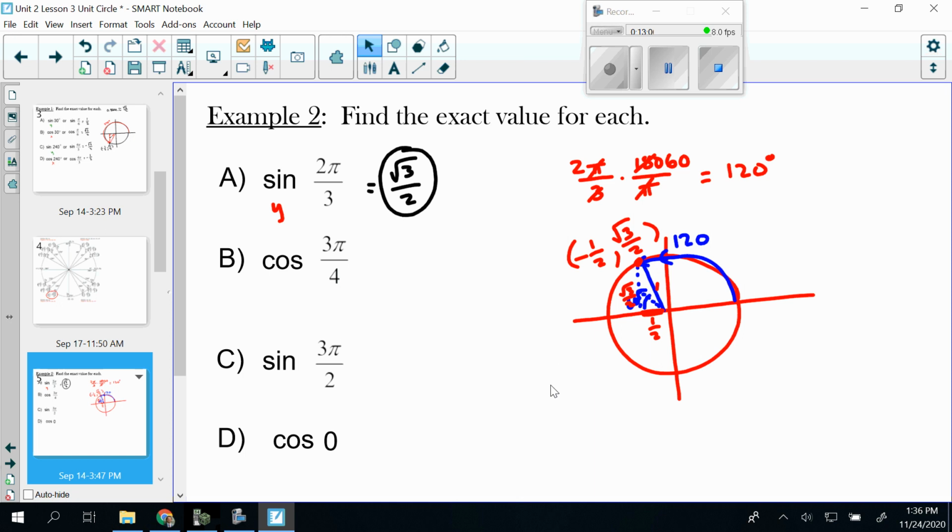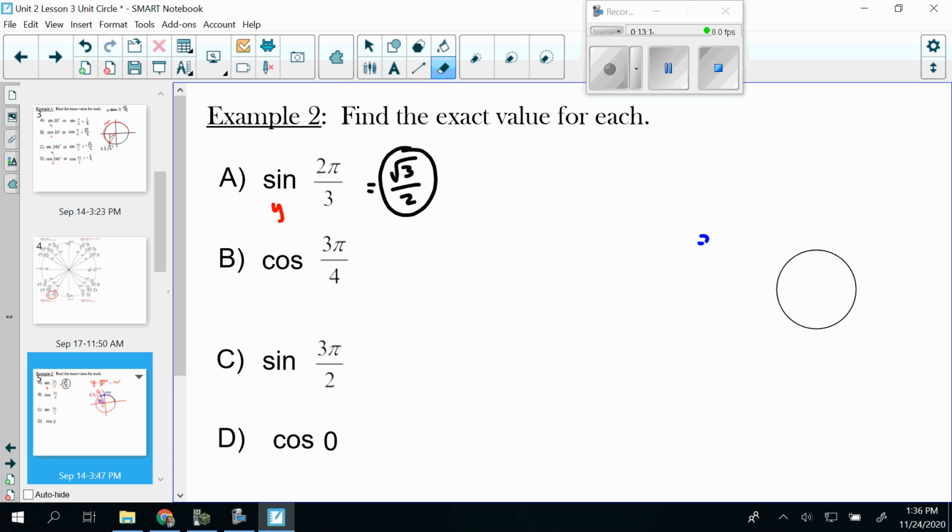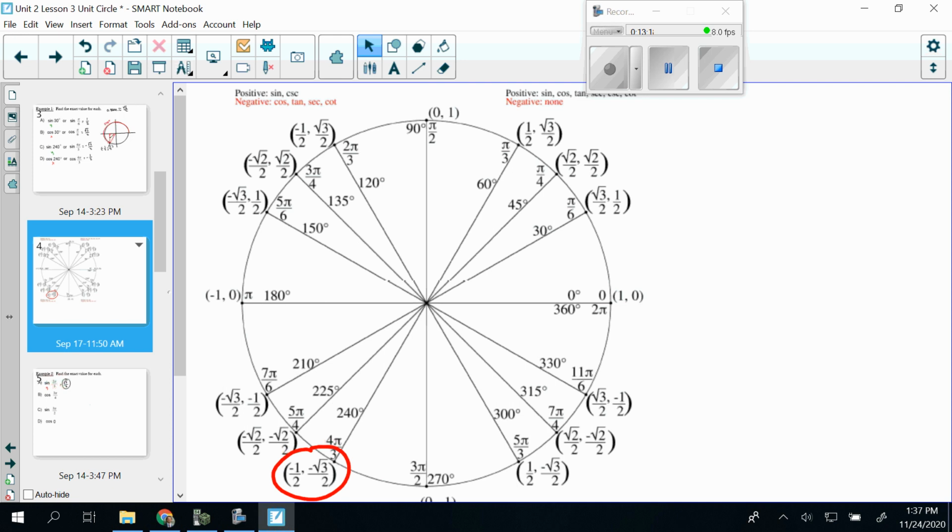All right, let's try another one here. Cosine 3 pi over 4. So 3 pi over 4, where's that on our unit circle? This one I'm not going to draw. Let's go back to here. 3 pi over 4, we can see is the same as 135 degrees, and you could get that doing our conversion. That's in the second quadrant here.